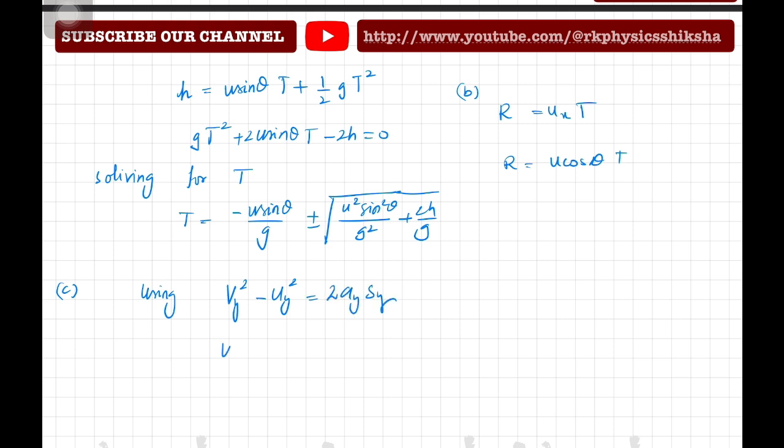So here uy is equal to u sine theta, which is measured to be positive. Here the velocity at the point of striking the ground, I take it as v bar is equal to vx i cap plus vy j cap.